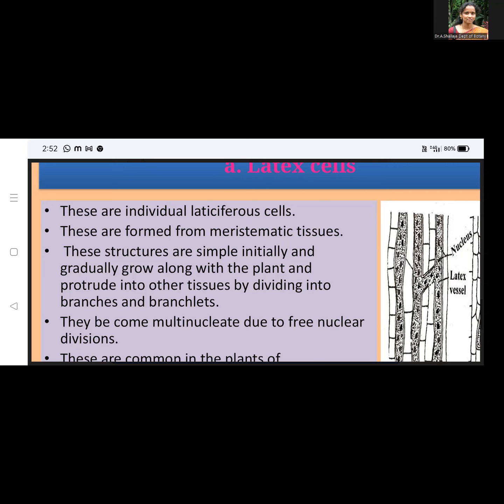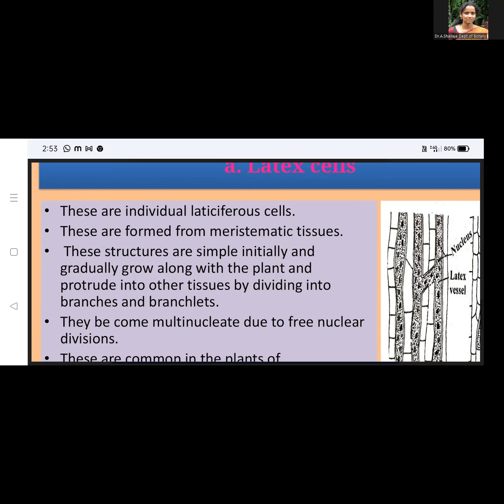Okay, non-articulated latex is also there. These are also called latex cells. These are developed from single cells. Examples: Jatropha, Nerium, Vinca rosea, Cannabis. These are the non-articulated latex cells. And articulated latex cells are called latex vessels.